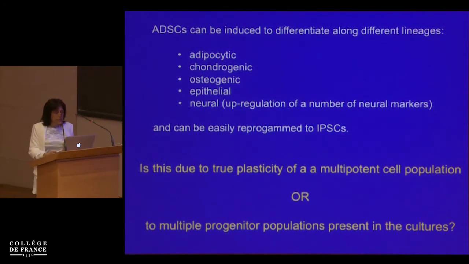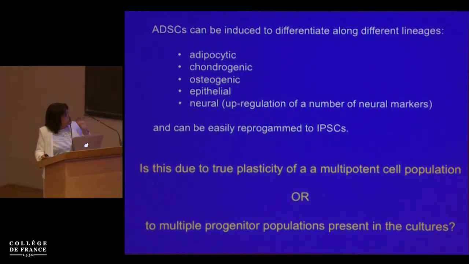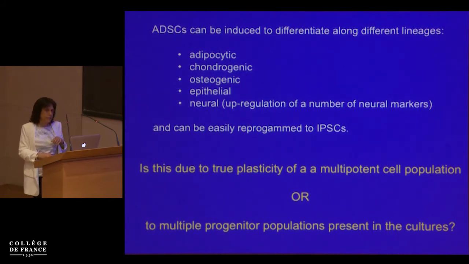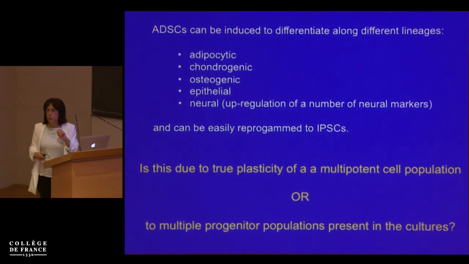So to summarize, the adipose-derived stem cells can be used to differentiate along many lineages, and I talked about adipocytic, chondrogenic, osteogenic, and epithelial. And we can also induce some neural markers, but I would really not say that we can make neurons from these cells, although there has been some claim in the literature. And another important thing is that they can be easily reprogrammed to induced pluripotent stem cells. But obviously the question here is: is this due to a true plasticity of the cells, or do we have multiple progenitors, a mixed population?